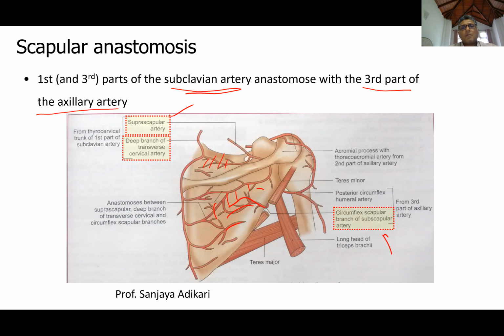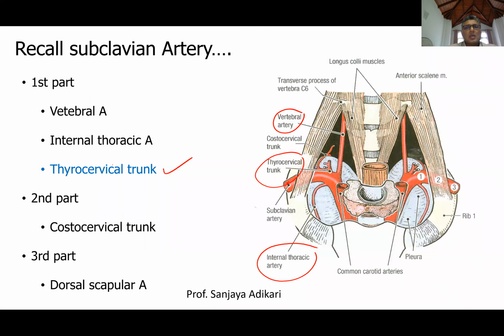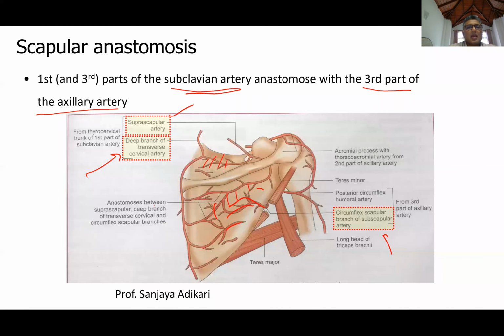Then there is a deep branch of the transverse cervical artery, which is actually a branch of the thyrocervical trunk. A deep branch of the transverse cervical artery is related to the vertebral border of the scapula. That also anastomoses with the same circumflex scapular branch of the subscapular artery. So ultimately you get anastomosis between the first part of the subclavian artery and the third part of the axillary artery. So that is the scapular anastomosis.